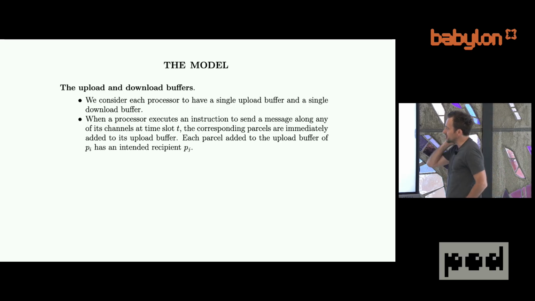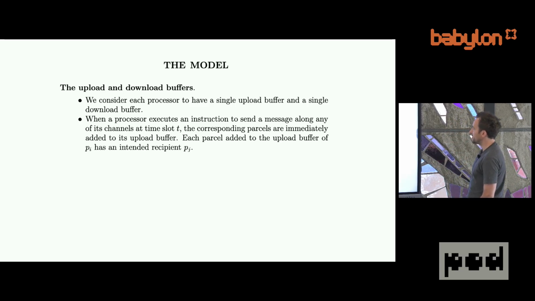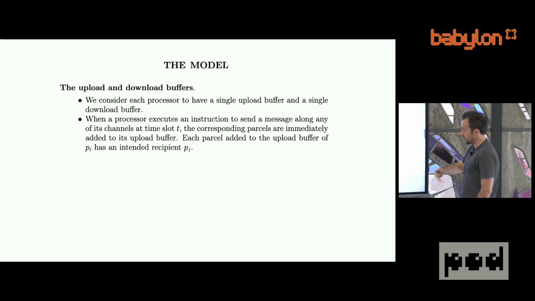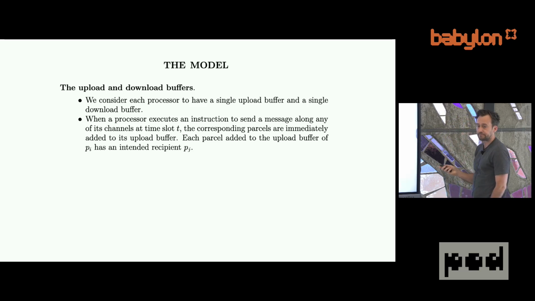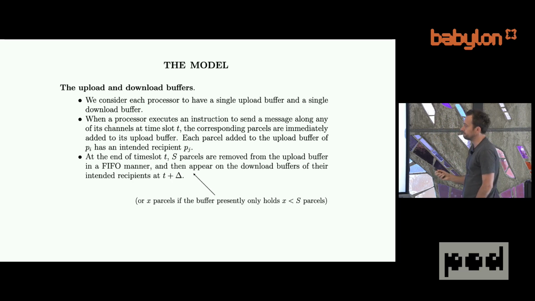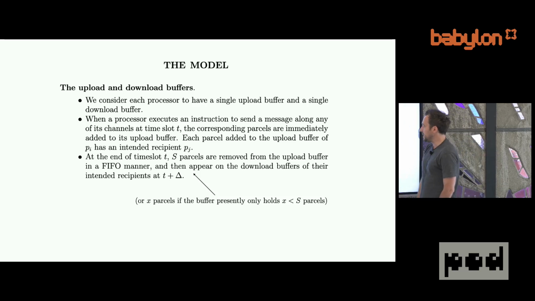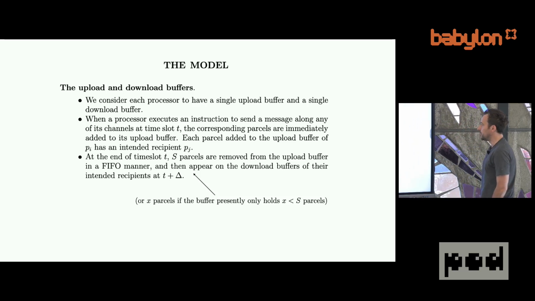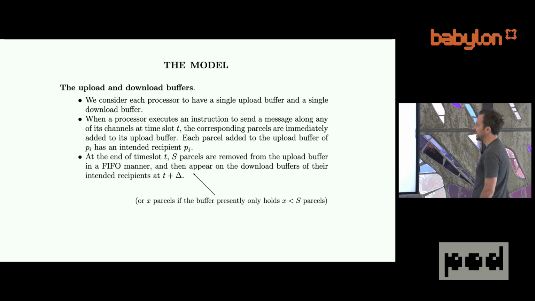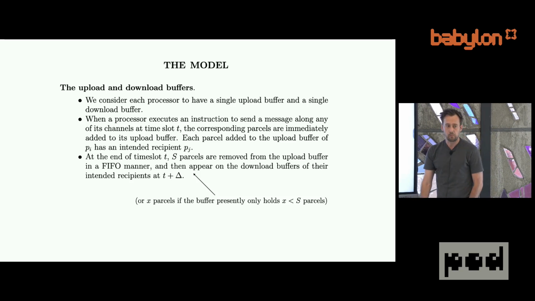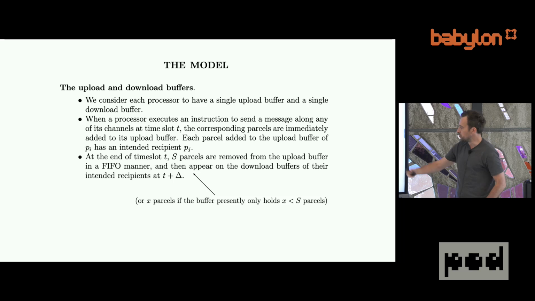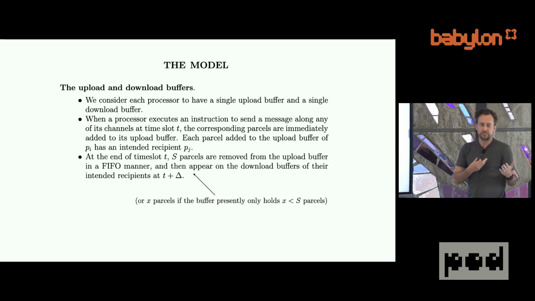So when a processor executes an instruction to send a message along any of its channels at time slot t, the corresponding parcels are immediately added to its upload buffer. Each parcel added to the upload buffer has an intended recipient. Then at the end of time slot t, S parcels are removed from the upload buffer in a first in, first out fashion, and they appear on the download buffers of their intended recipients at t plus delta. If there's less there, you just remove whatever is there.